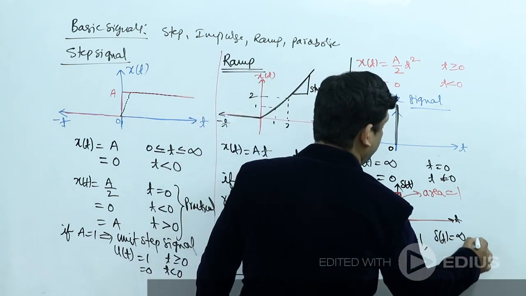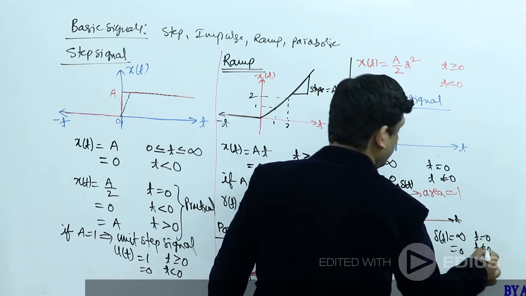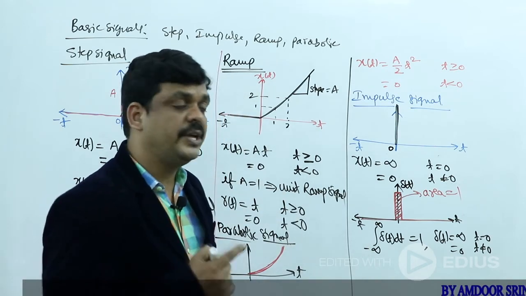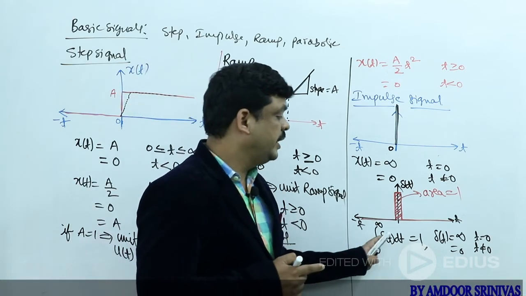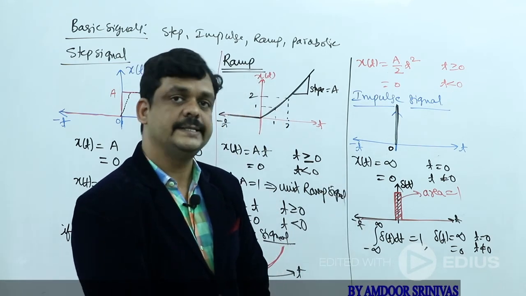Del of t is infinity at t is equal to 0, and 0 for t not equal to 0, and it has to satisfy this condition: integration from minus infinity to plus infinity, del of t dt should be 1. If it satisfies these two, then the signal is called impulse signal.